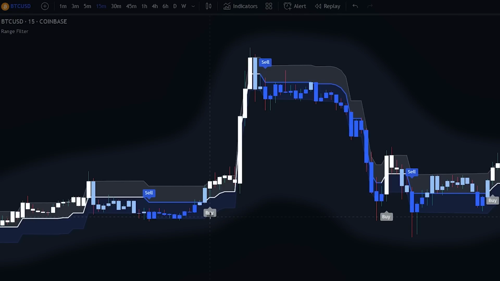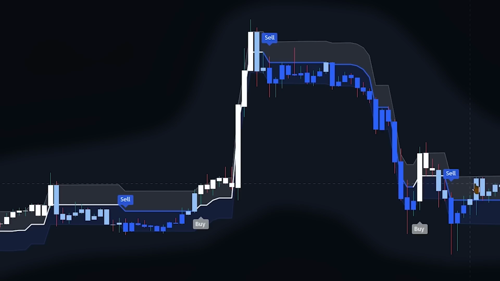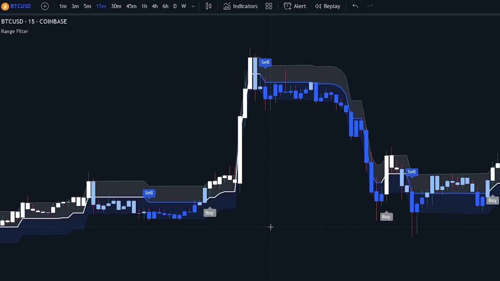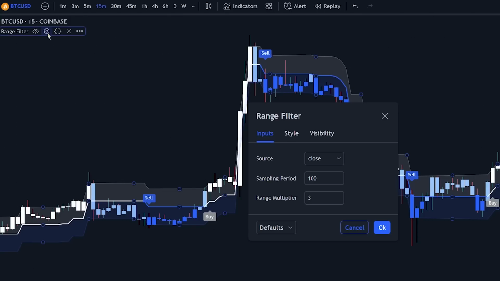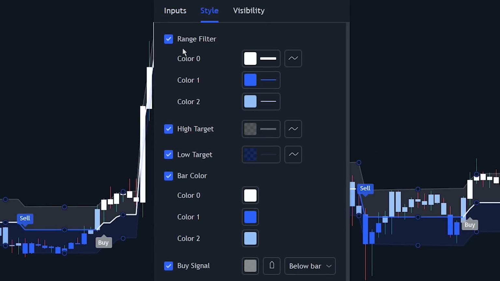As you can see, there are also bar colors to showcase the filtered price trend. This comes in the form of a neutral color, along with a bullish and bearish color. However, since we are using it as a buy and sell indicator, let's disable these colors to make the chart less cluttered. To do this, head over to the style settings of the indicator and disable the colors.